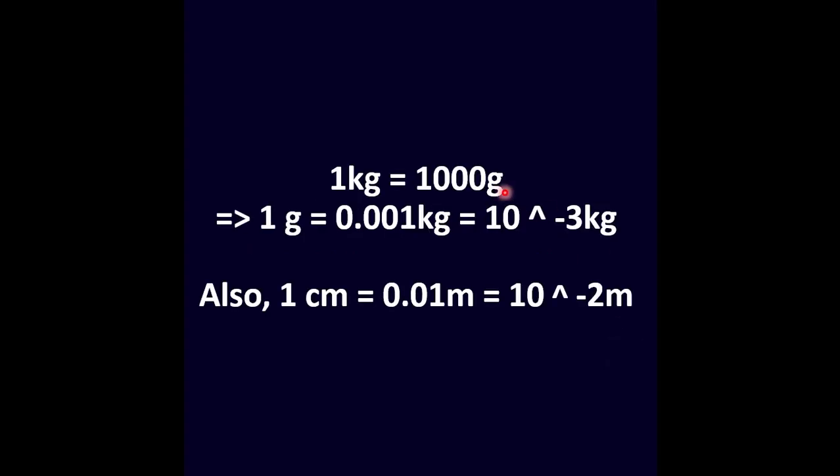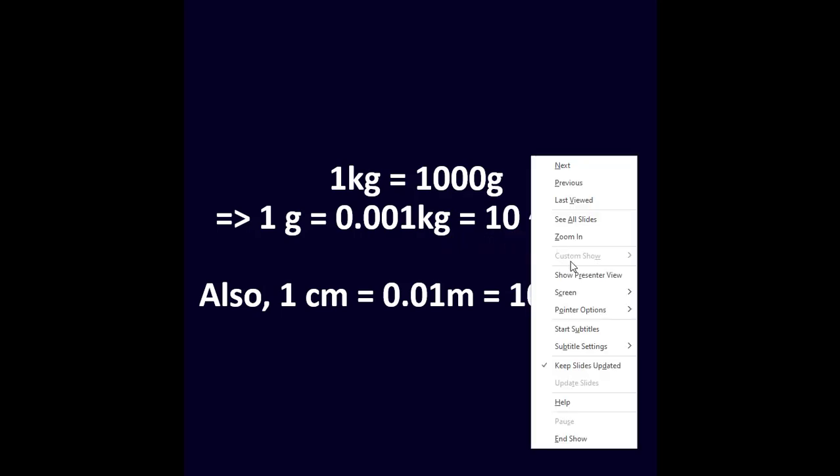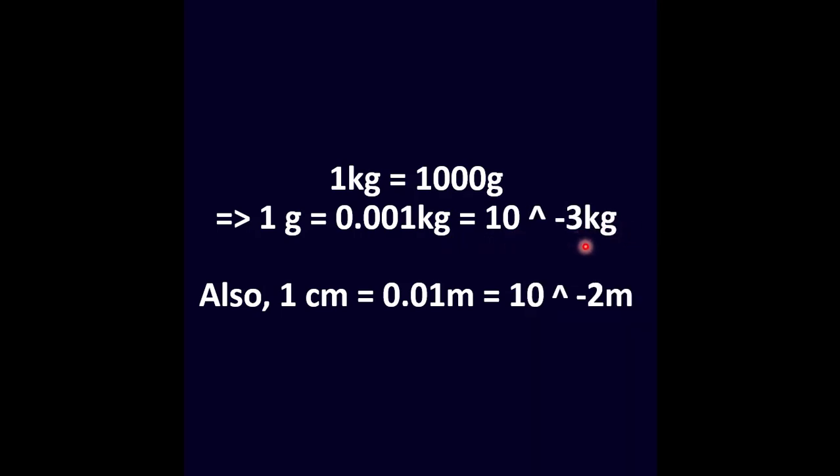First of all, we know that 1 kilogram gives you 1000 grams. So obviously, when you divide both sides by 1000, 1 gram will give you 0.001 kilograms. Or if you put it in the standard form, that gives you 10 to the power negative 3 kilograms.